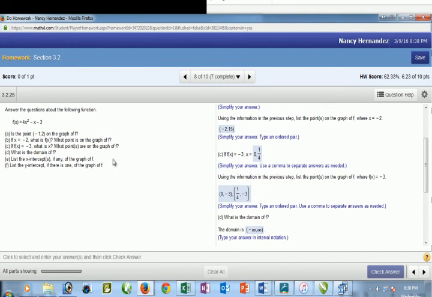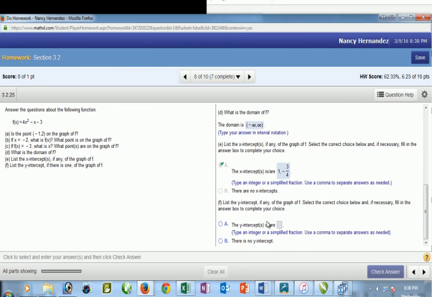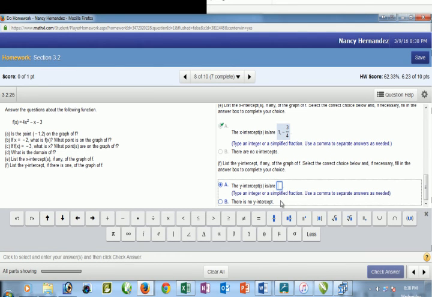Y-intercept, you love it. It's easy. Put in the 0 for x. Answer should be what? Negative 3. Done. And there's only one. Cool.